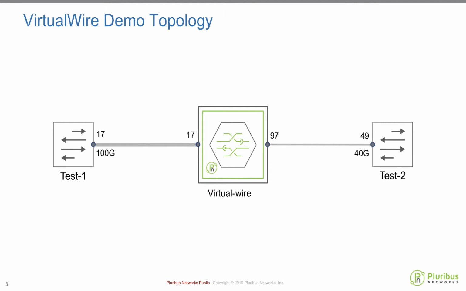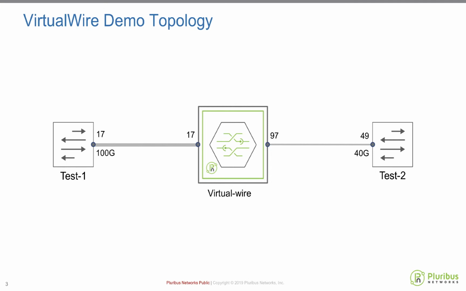We'll be using a simple topology where we have two switches, test 1 and test 2, that are physically connected to a switch in the middle named VirtualWire, which will serve as our virtual patch panel. This is a switch provisioned with NetVisor OS and running in VirtualWire mode. From a physical standpoint, switch test 1 port 17 is connected to the virtual panel, also port 17. These are 100 gig ports. On the right, switch test 2 port 49 is connected to port 97 on the virtual panel. These are 40 gig ports. Now remember, when using VirtualWire, you don't need to be concerned with matching port speed types or media types of your network devices.